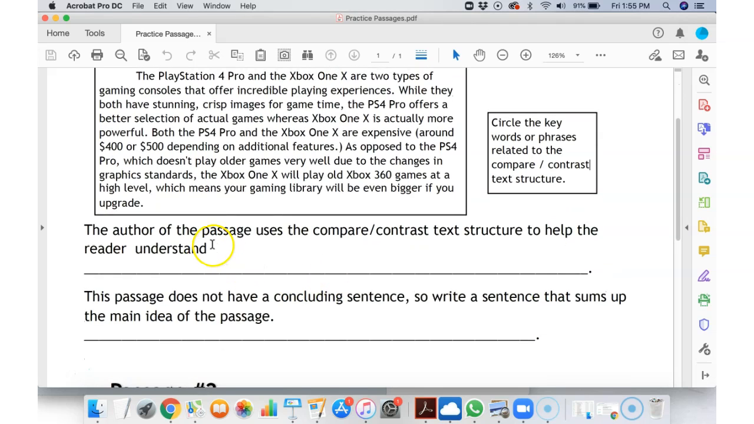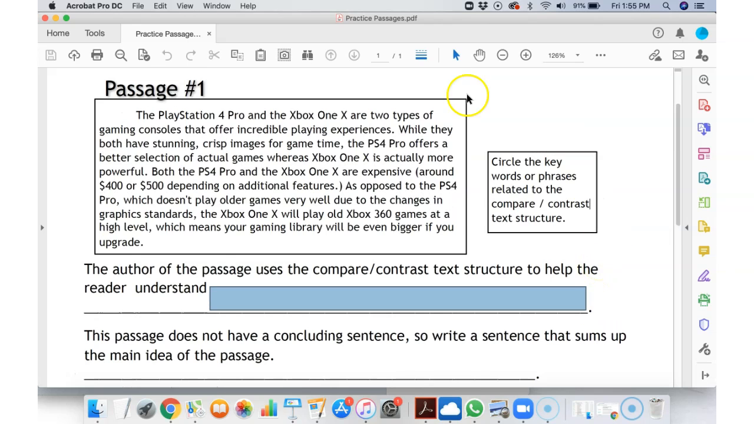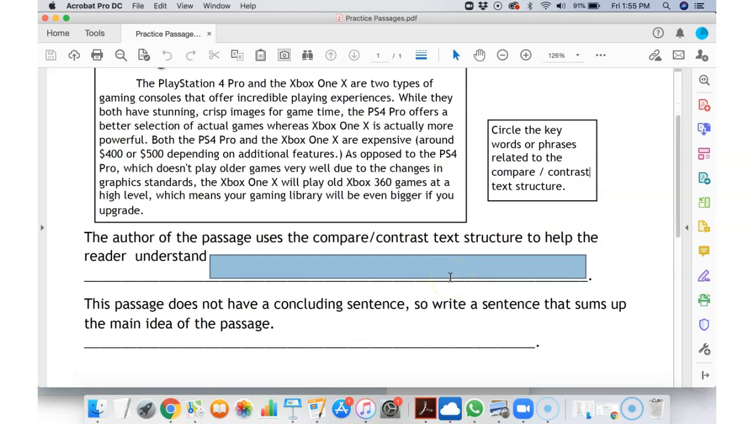Here's the first one, and on your sheet, you actually have a box here that you can type right into. It's not on mine, but it's there on yours. So the first question you're going to answer is this one. The author of the passage uses the compare contrast text structure to help the reader understand what? What is the author's purpose here? What is he trying to help us understand? So that's what you're going to type here.